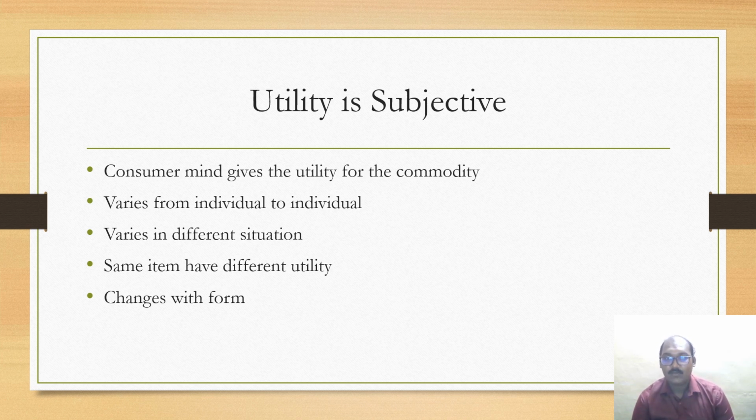So how does it become subjective? The utility a consumer gives to a commodity varies from individual to individual. As I told you in the previous example of the knife, for a doctor it's a life-saving tool. In a wrong person's hand, it's a life-taking tool. In the hand of a chef, it is a tool used for satisfying hunger. So based on the nature and the availability, it will change.